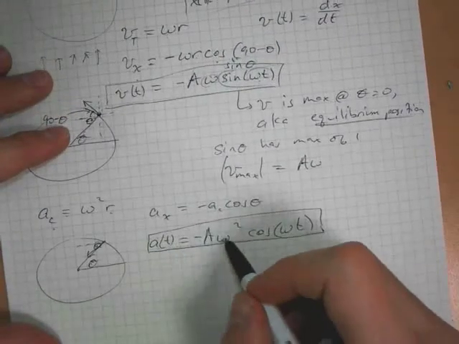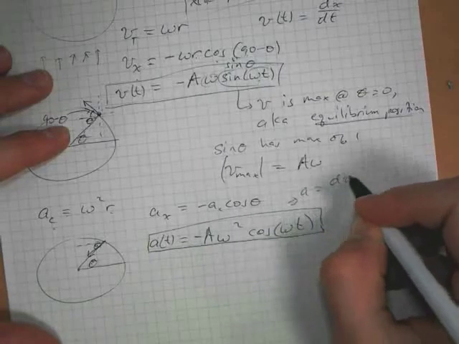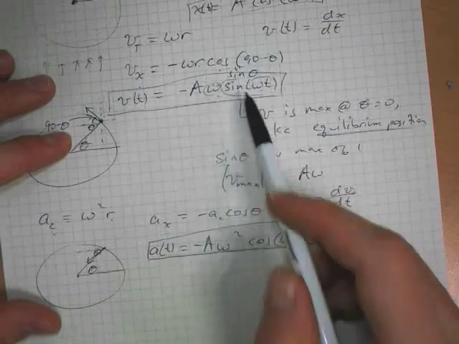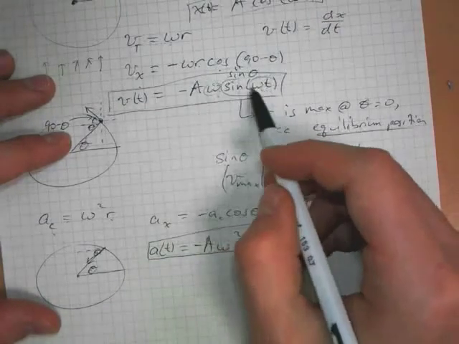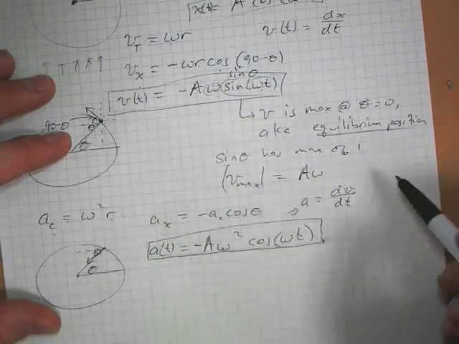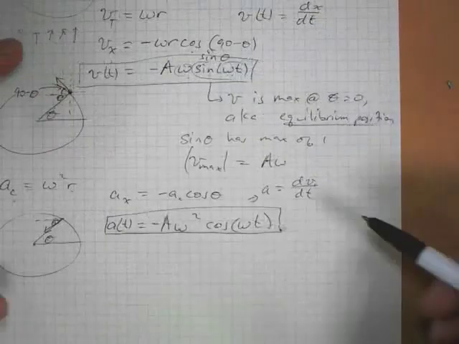And we know that acceleration is dv by dt. If we look at our velocity, the derivative of sine is cosine. And again, our chain rule means that we have the derivative of omega t, which is just omega. So we get another factor of omega out here. And so this is the time derivative of our velocity.